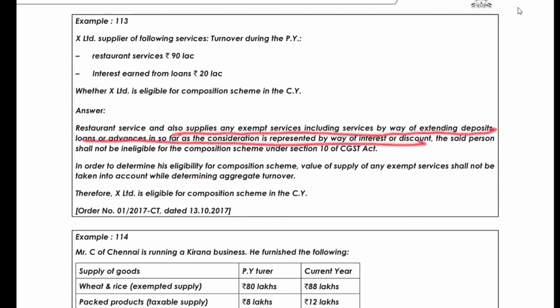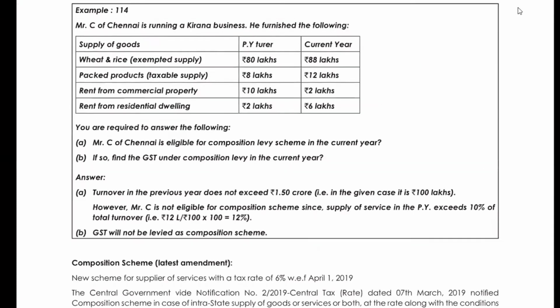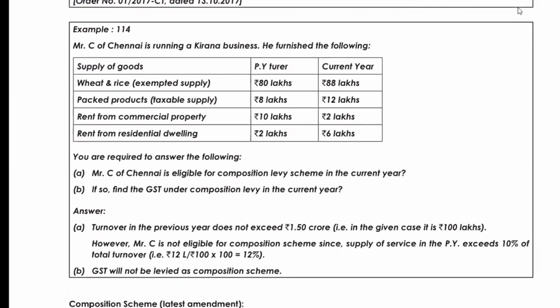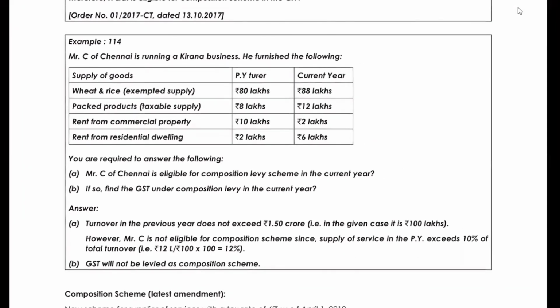Next example, Mr. C of Chennai is running a Kirana business. What is Kirana? It is a Hindi word. Grocery stores are known as Kirana business. Supply of goods, previous year turnover. What is turnover? Current year: supply of goods, wheat and rice, exempted supply, packed product, taxable supply, rent for commercial property, rent from residential dwelling. Is Mr. C eligible for composition levy in the current year or not?